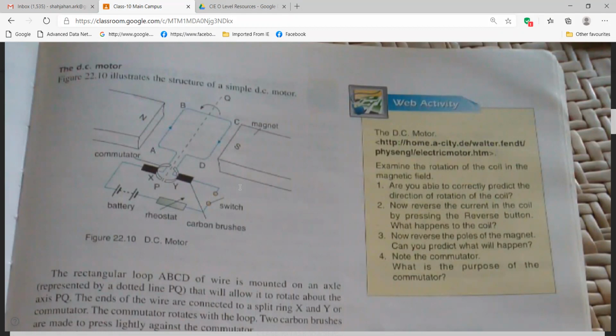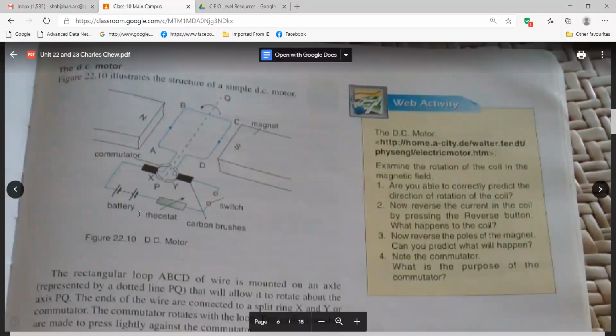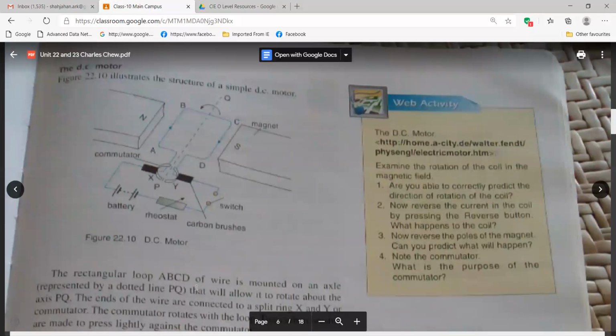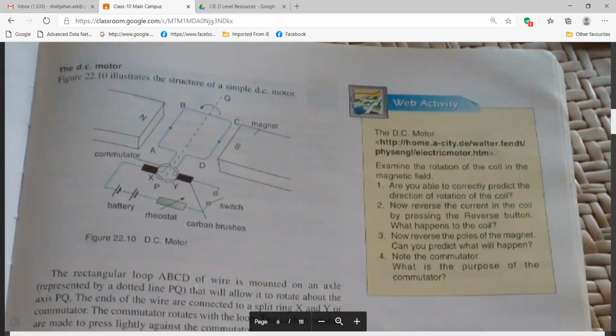Okay, good. Ziba and Aisha, you are done also? Yes, sir. Look, you don't need to write everything; just draw it and you will understand it. Rheostat, battery, you can understand it. Only you label here carbon brush because it is new for you. Then commutator you label. Then other things you'll understand. It is battery, rheostat, switch, you know them.